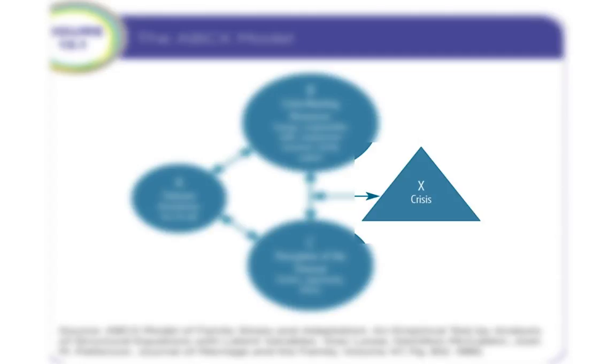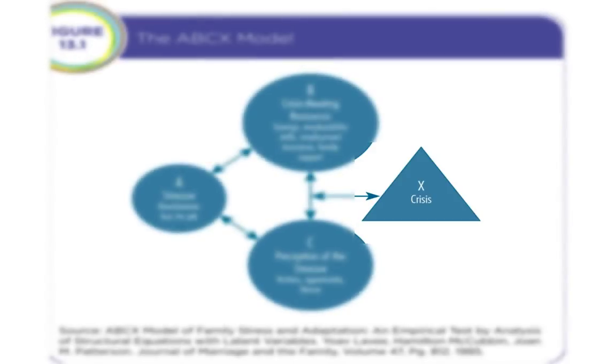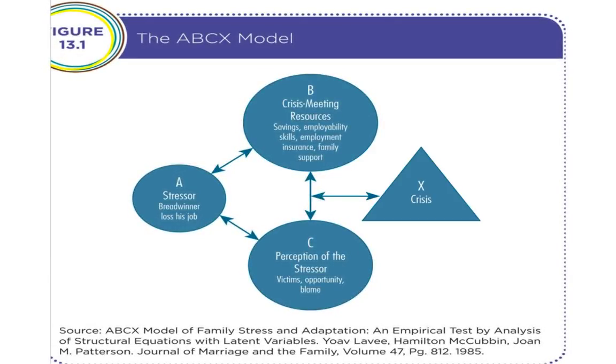And so what you see in this model here, they're using the example of the breadwinner losing a job. And then it goes on to the crisis of meeting resources. Well, they have some savings, they have employability skills, they have employment insurance, they have family support. And then their perception: well, they see themselves maybe as a victim, or they may see it as an opportunity, they may even lay blame. And then the crisis would be the result of this experience.